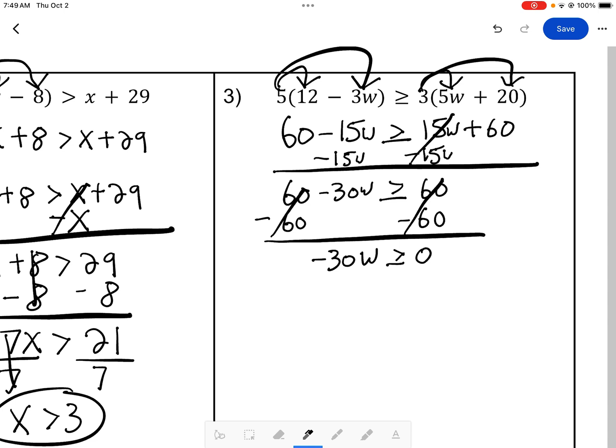To get w by itself, I have to divide both sides by negative 30. 0 divided by negative 30 is 0. But remember, I divided by a negative, so my inequality sign flips. So now this is w is less than or equal to 0.